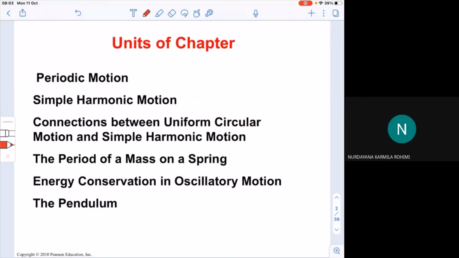In this chapter, we will learn about periodic motion. What is periodic motion, from the keyword period? Then we will learn about simple harmonic motion itself and how we can connect uniform circular motion, the topic that we learned before mid-semester break, with simple harmonic motion, and also the period of a mass on a spring, energy conservation, and lastly the pendulum. So what is the pendulum? How is simple harmonic motion related to pendulums?